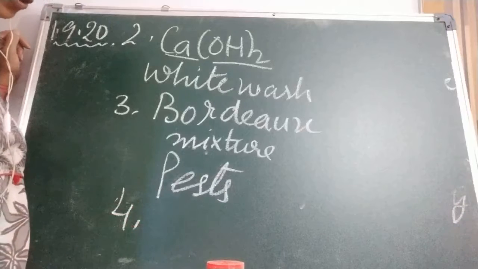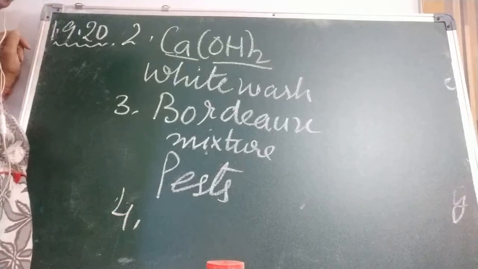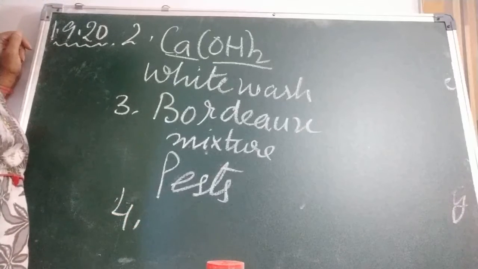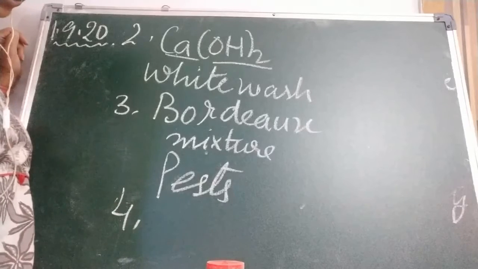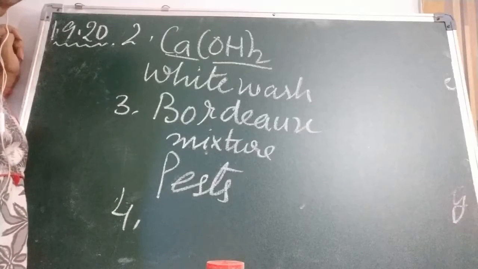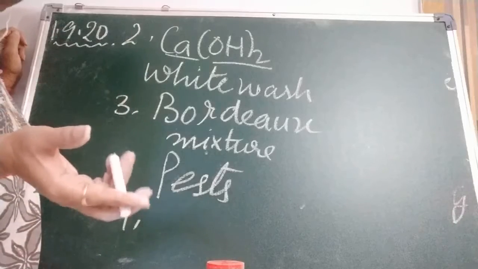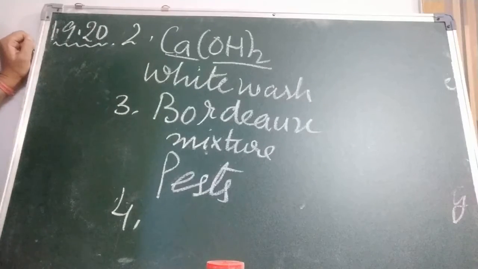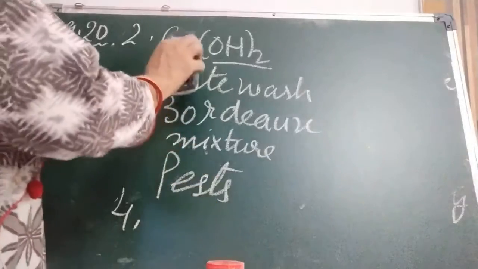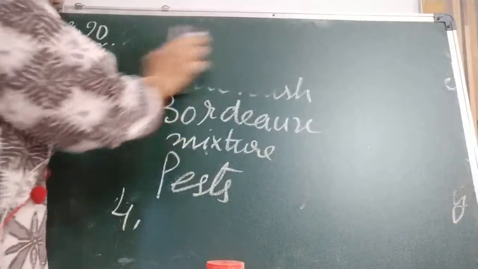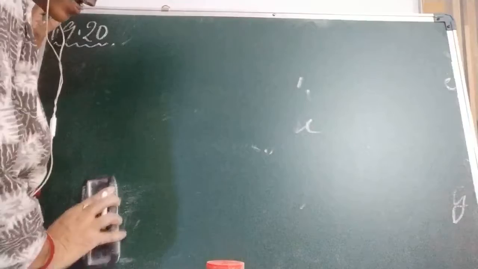Number 4, it is used in the preparation of dry mixes for painting and decorating. For the preparation of dry mixtures for painting, as you all know, and for decorating material, we use this calcium hydroxide. So this is the first base I told you.